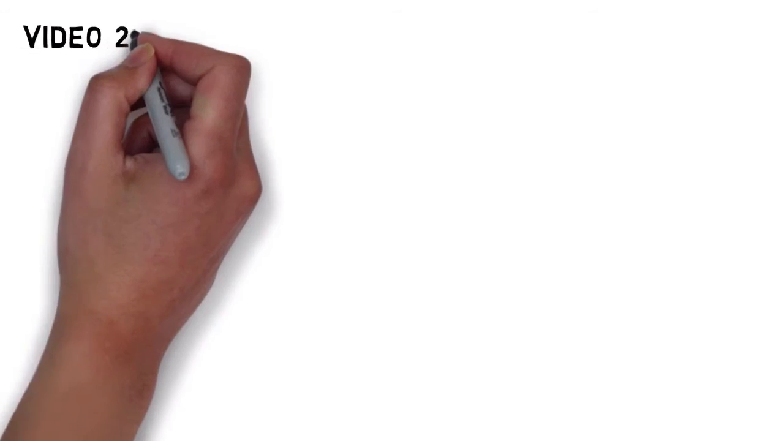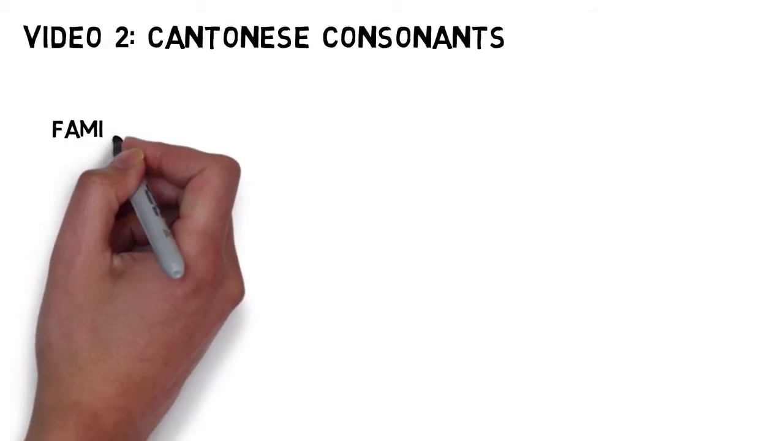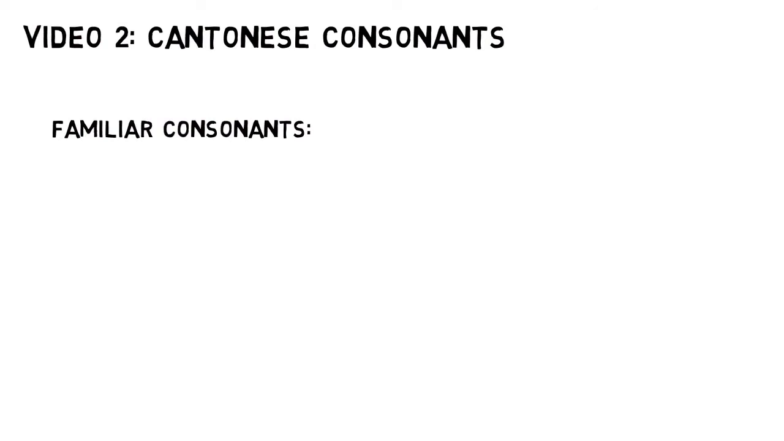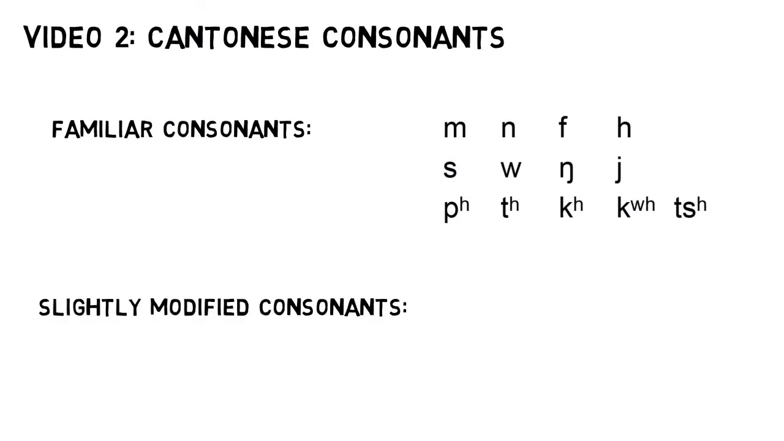In this second video, Tim and I are going to cover all of Cantonese's consonants. So let's just jump right in. This video is mostly about good news. If you're familiar with the consonants of English, you're going to have an easy time with the consonants of Cantonese. The language has 19 consonants, and 13 of those are basically the same as English consonants, and the 6 remaining ones are just slight modifications of consonants you already know.